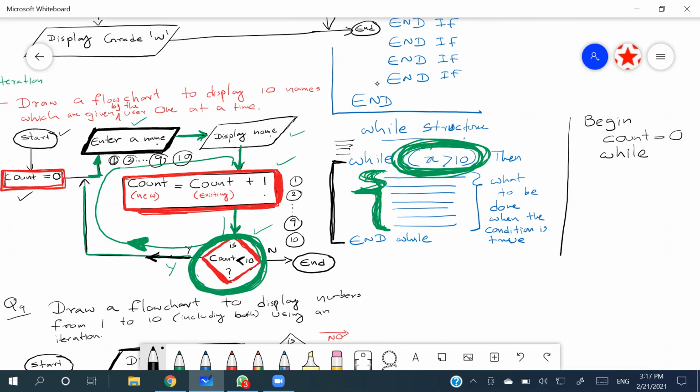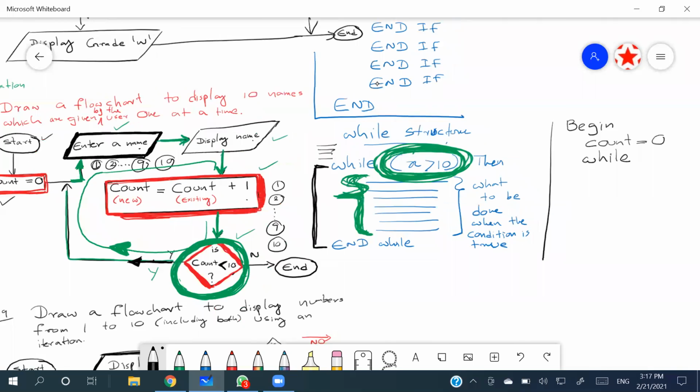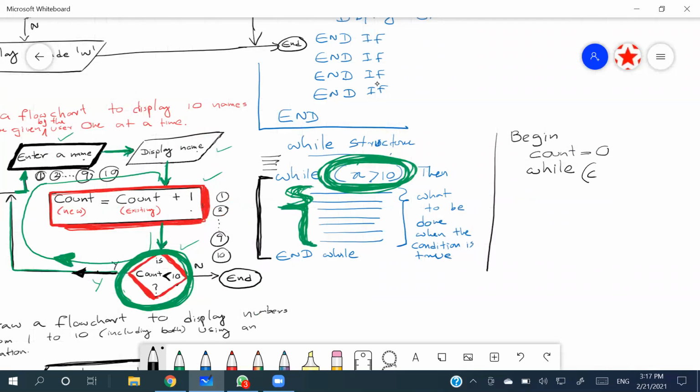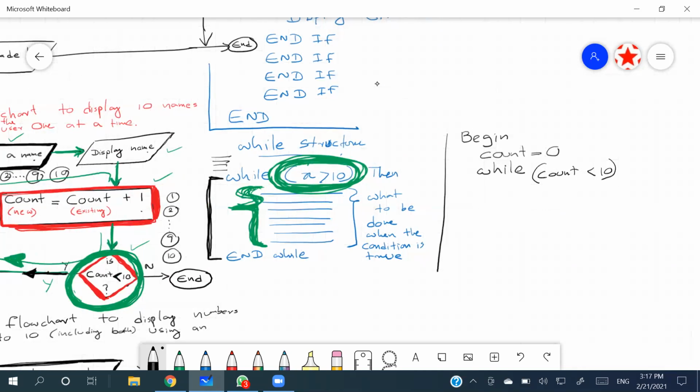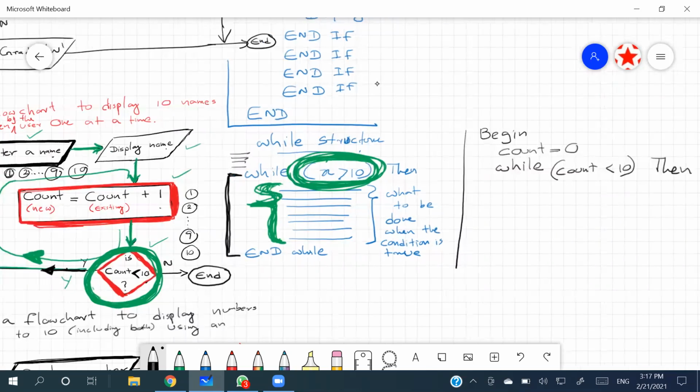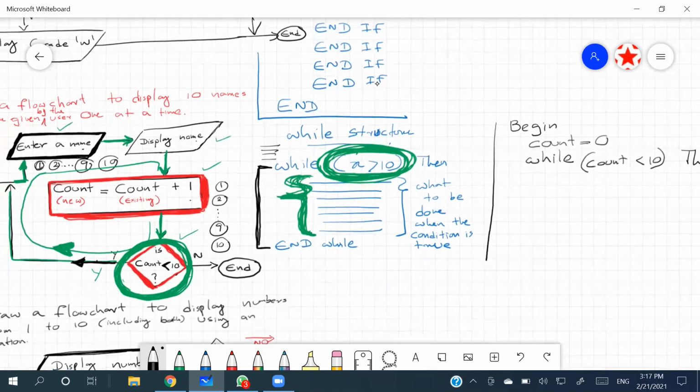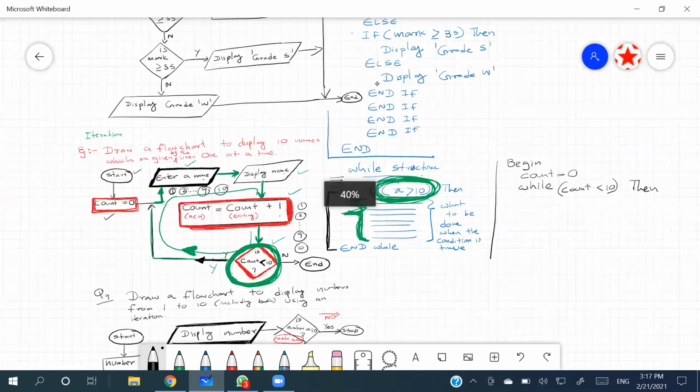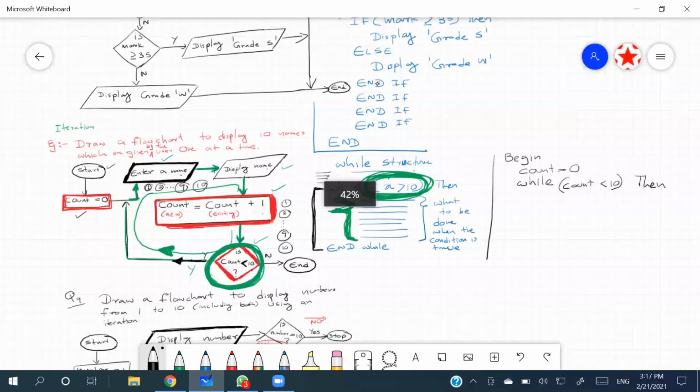So without a doubt, we can use the same condition that we are using here, right? So while I'm saying count less than 10, and I'm saying then, right? So count less than 10, then what we are going to do is we are going to go to the beginning, or the very first point of the iteration.